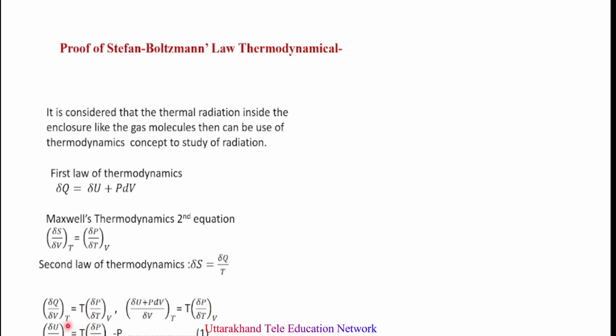So we get the first term, del U over del V at constant T, and the second term, del V divided by del V, so we are left with only capital P. There is a pressure P, and this P comes on the right hand side. We will write minus P, and this is the same, T del P over del T at constant V. This is our first equation.